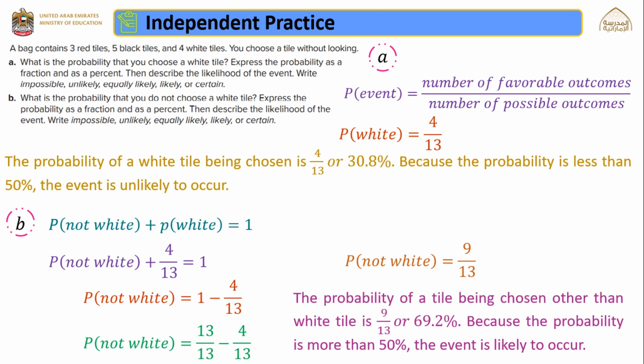So the probability of a tile being chosen other than a white tile is 9/13 or 69.2%. Because this probability is more than 50%, this event is likely to occur.